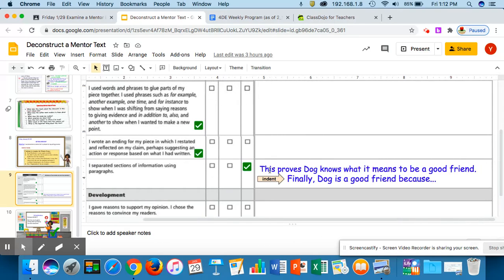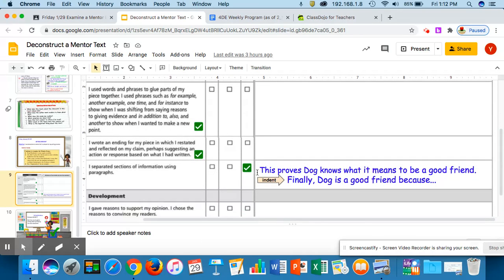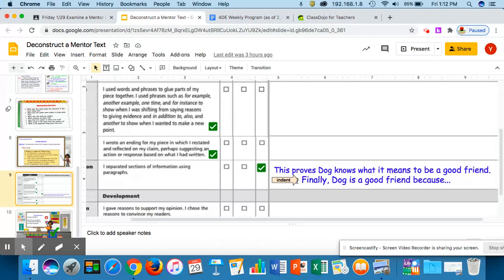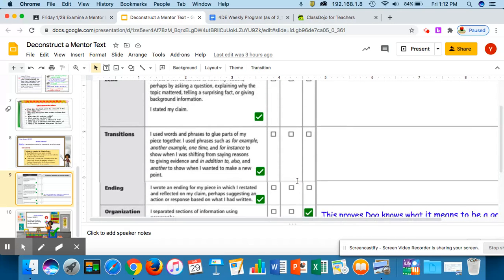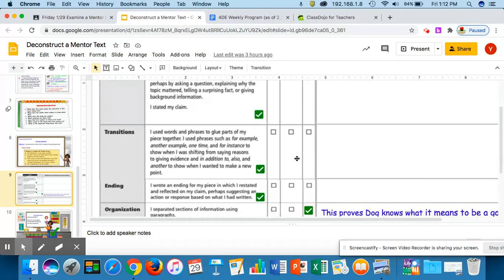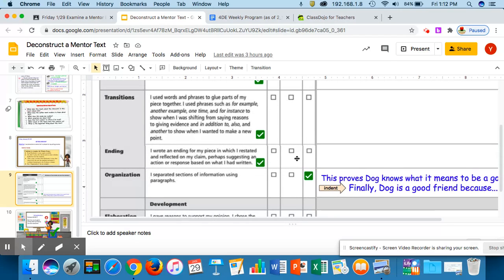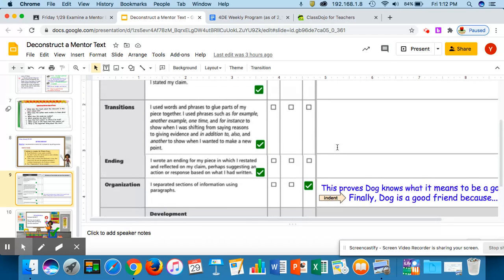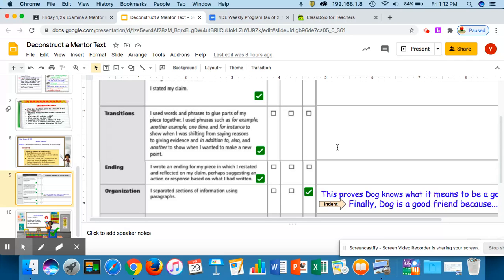So what I did is I clicked on yes, I dragged the arrow to yes, and then I copied and pasted part of her paragraph transition, and then I just added an arrow and wrote indent inside of it so that you would know that that's one of the key ways that I can tell that she used paragraphs. So that's one example. I see that it was a little unclear still, so I'm going to give you examples for lead, transitions, and ending. If you're watching this, you'll be able to copy and paste exactly what I'm doing onto yours.